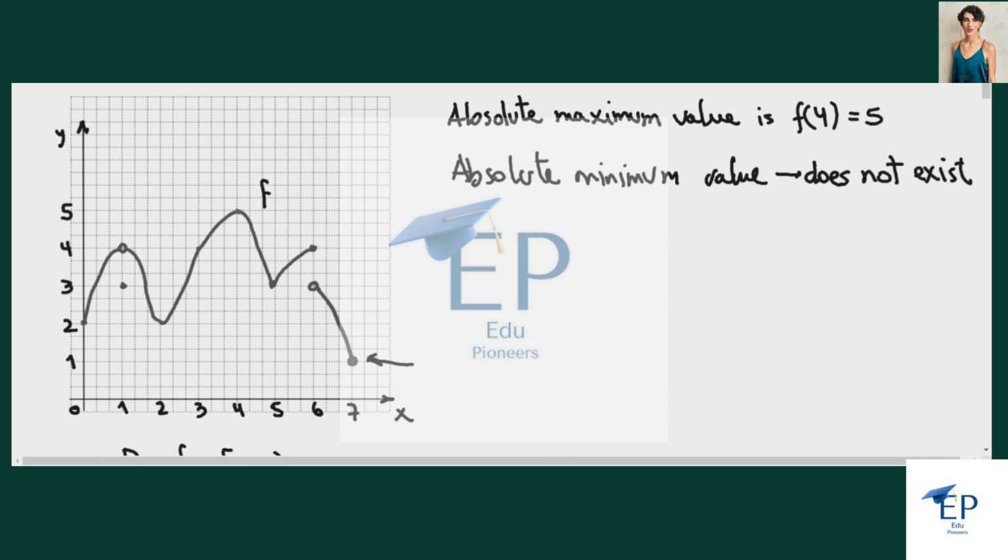But because we don't have that, that is, the point is excluded explicitly by not filling the circle, we can say that there is no lowest possible value to the graph, or equivalently, the absolute minimum value for this function does not exist. Now let's talk about local, for example, local maximum.